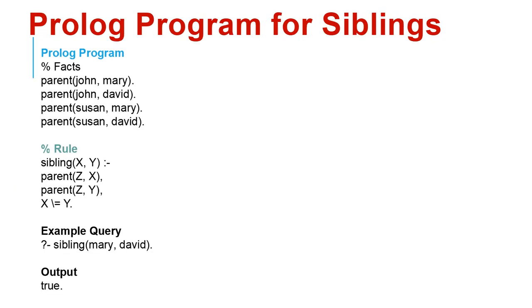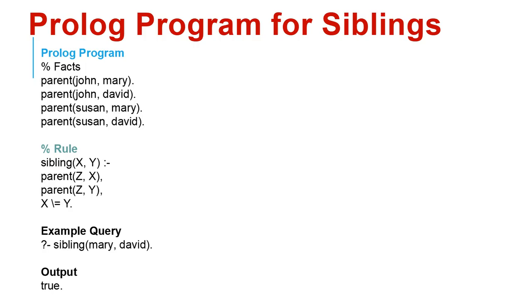Now we are going to discuss the simple Prolog program for siblings. Here we are going to check whether two people are siblings or not. First we define facts using the parent predicate. For example, parent of John, Mary. This means John is the parent of Mary. Similarly, John is also the parent of David. Next, Susan is also the parent of both Mary and David.